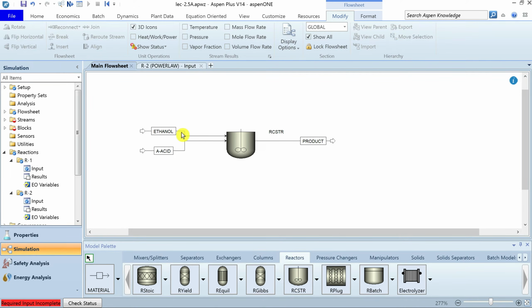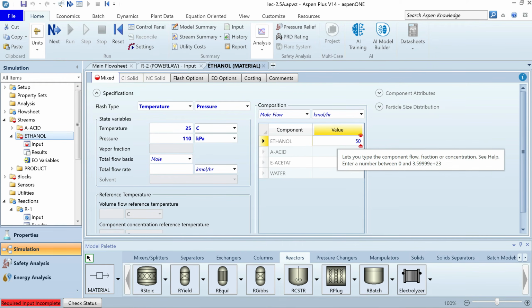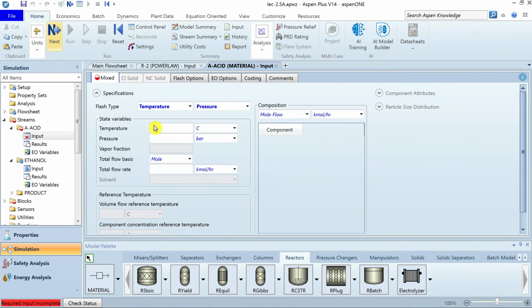Let's define the ethanol stream, where the ethanol enters at 25 degrees Celsius and 110 kilopascal. The flow rate of ethanol is set to a value of 50 kilomoles per hour. Similarly, in the acetic acid stream, temperature is 25 degrees Celsius, pressure is 110 kilopascal and the flow rate of acetic acid is the same, 50 kilomoles per hour. The feed streams are complete.